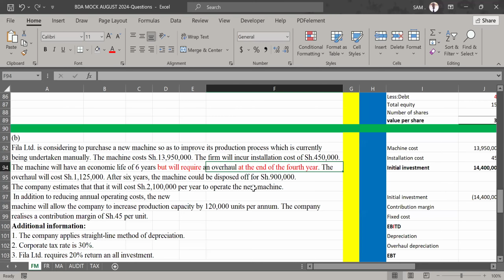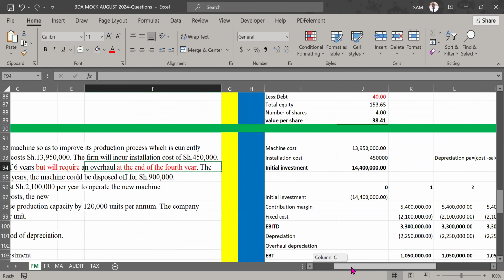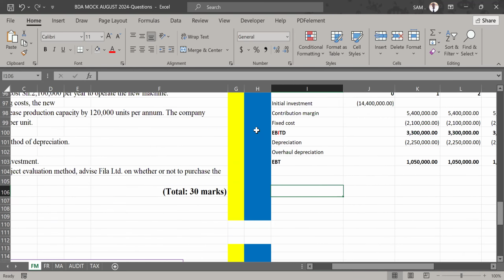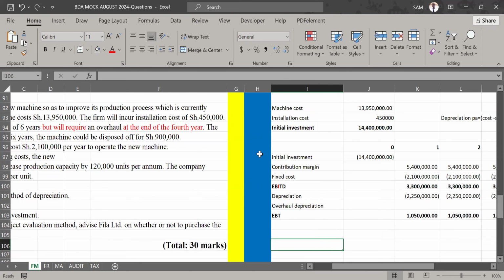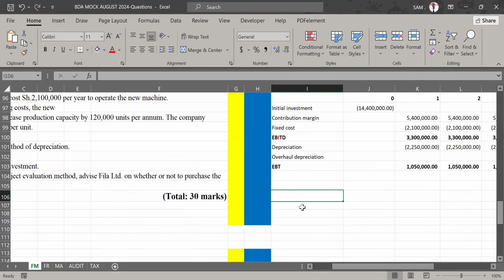So in case you get an overhaul cost that has a significant effect on the useful life of the machine or the asset, then it qualifies for capitalization. That's a decision you'll make to capitalize. Then again, there are instances where this overhaul cost must not be capitalized. You will not capitalize it, but just treat it as a routine maintenance cost.